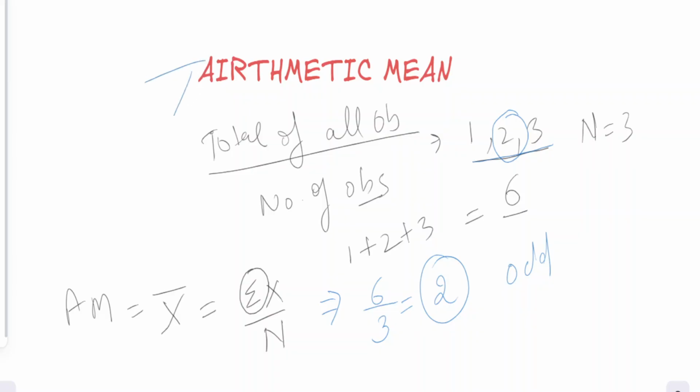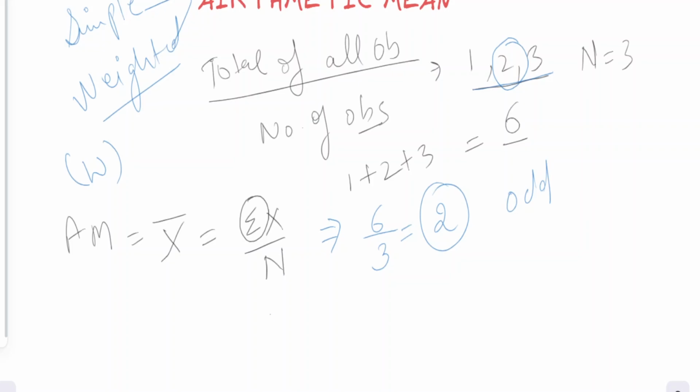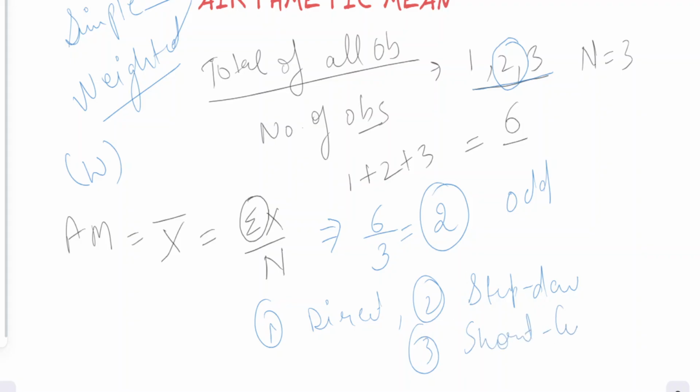Arithmetic mean is of two types. The very first type is simple and the second is weighted. Weighted arithmetic mean is where a weight, W, is attached to all observations. There are basically three methods to calculate the arithmetic mean, that is AM. The very first is the direct method, second is the step deviation method, and the third method is the shortcut method. In today's video I am going to discuss the direct method.